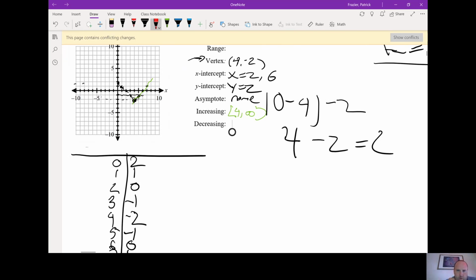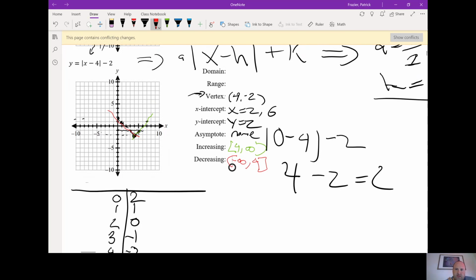And then for decreasing, we can see that, as each x value moves to the right, going from negative infinity, each y value is getting smaller and smaller until we hit 4. So between negative infinity and positive 4, again in brackets, that's where it's decreasing.